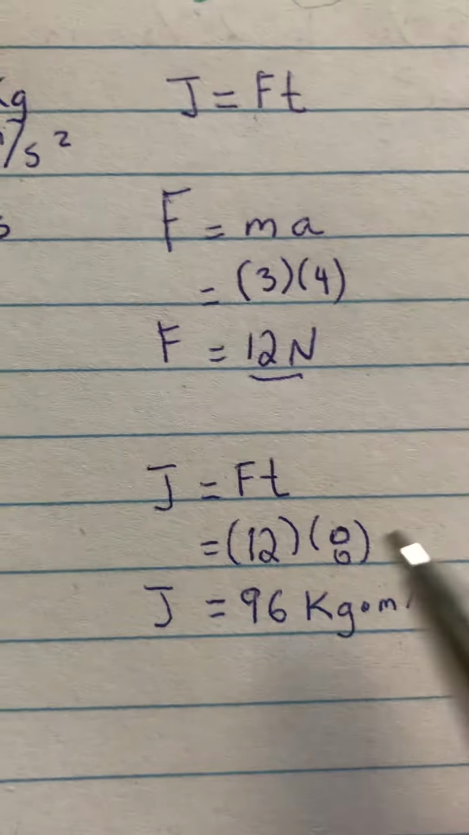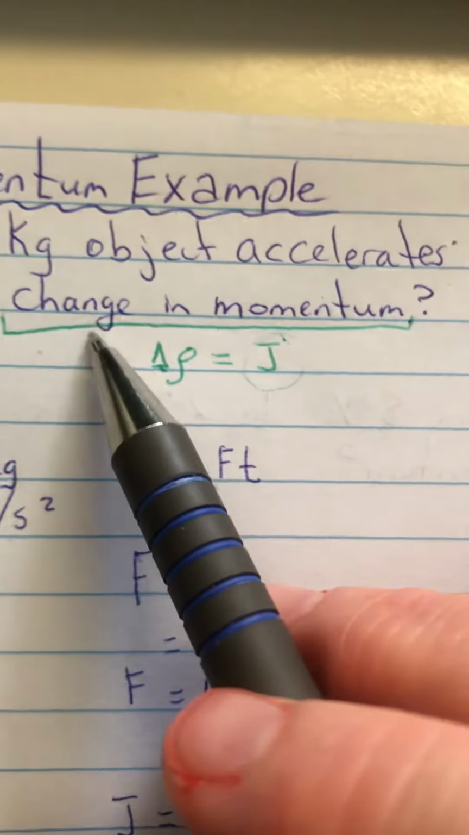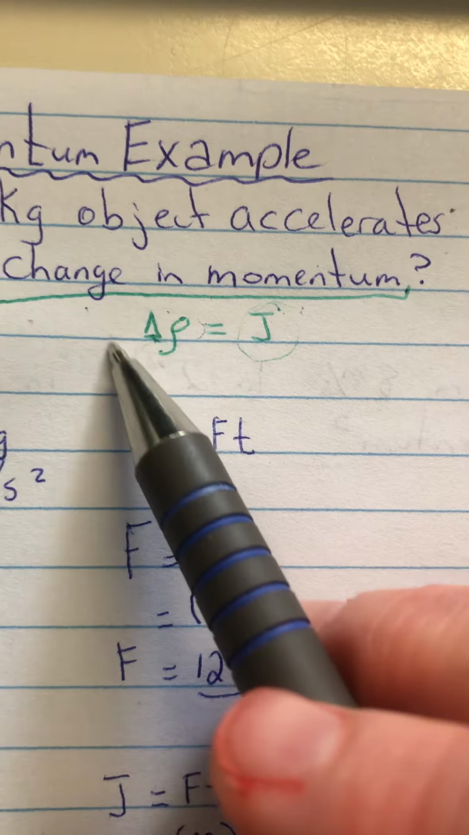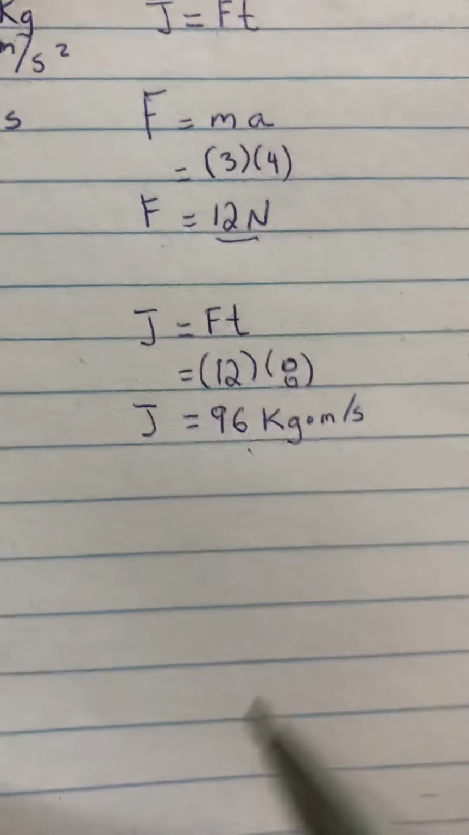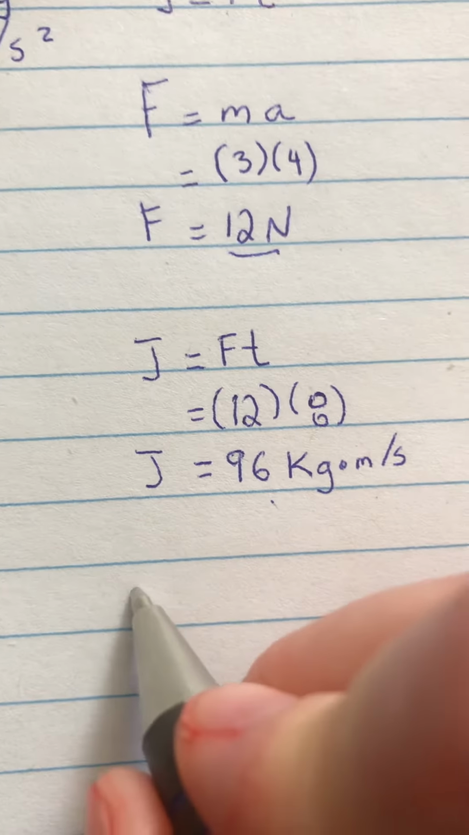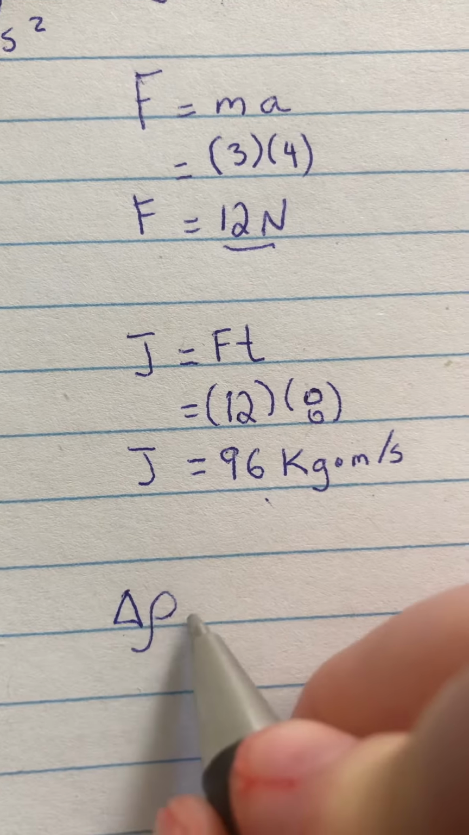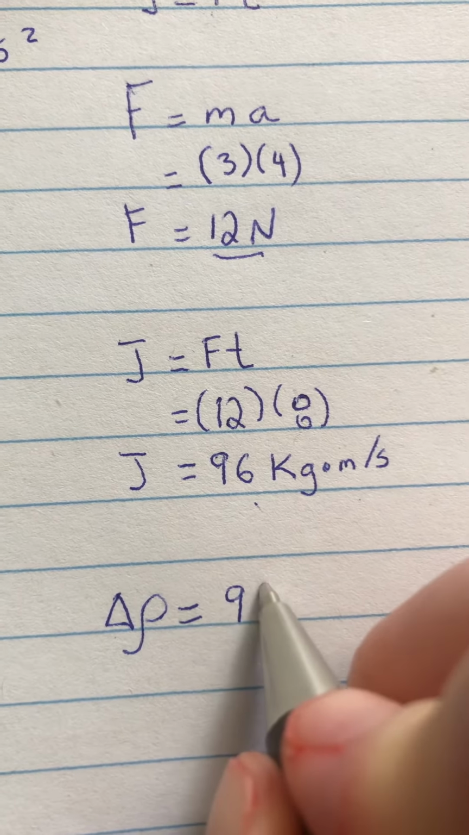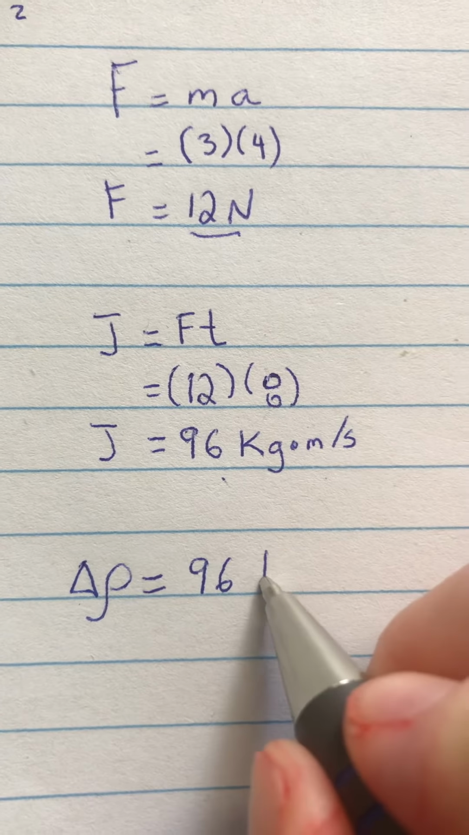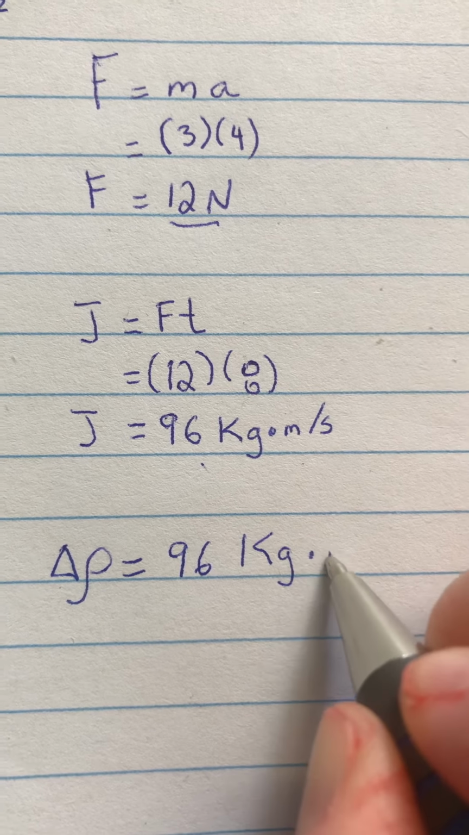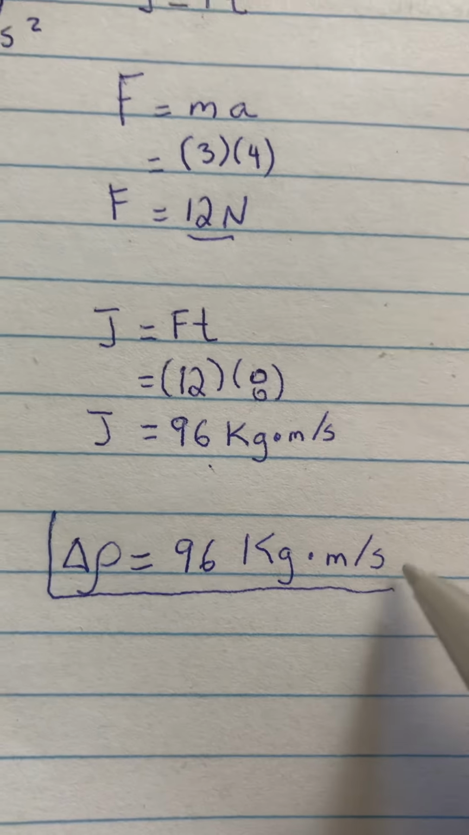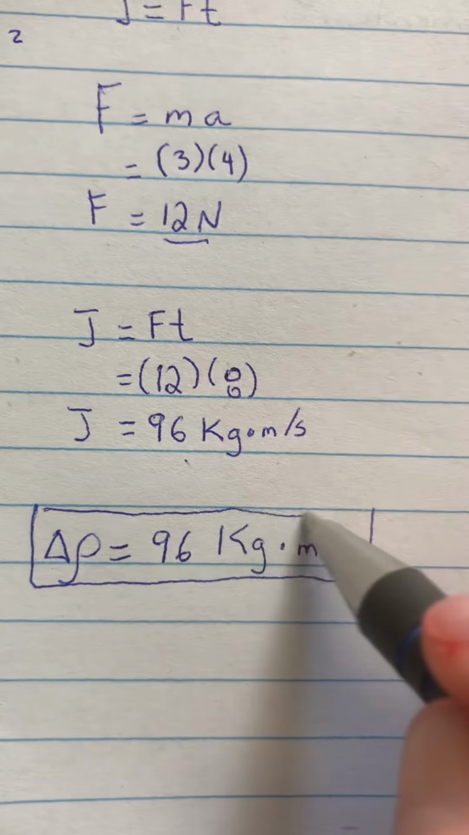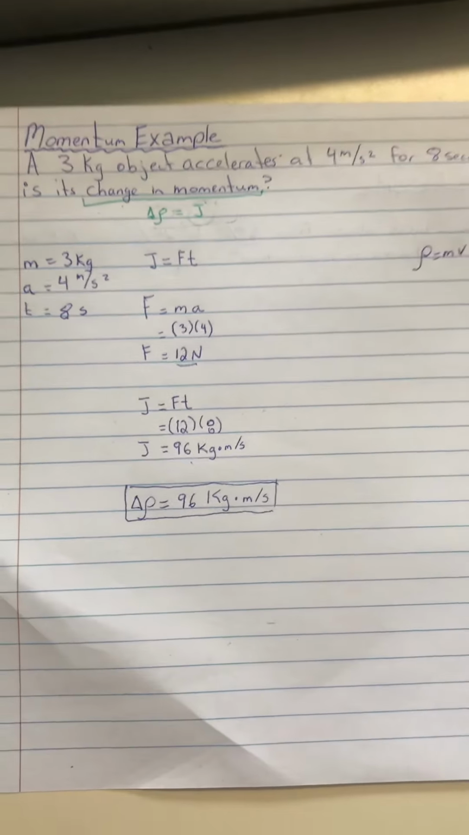Now, this is my calculated answer. So I'm going to go back up here. It says change in momentum, and my change in momentum is equal to the impulse. So I can then say that my change in momentum is equal to 96 kilograms times meters per second. And this is, in fact, my answer to this question.